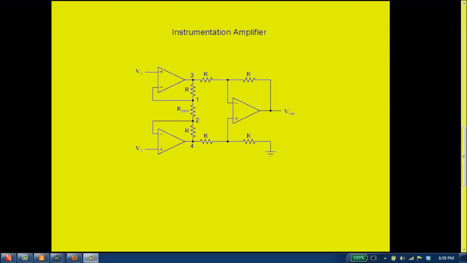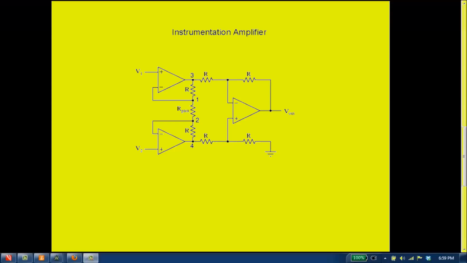Here we're going to talk a little bit about instrumentation amplifiers. Instrumentation amplifiers are basically combinations of operational amplifiers that are wired together in a way that has some very useful properties to them. Now this is actually a simplified diagram for an instrumentation amplifier, but going through and analyzing this would be a bit complicated to say the least.